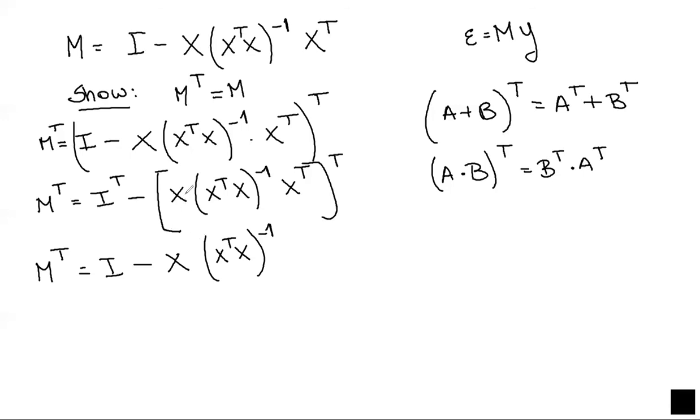And then finally, we have the X that began the multiplication in the previous term. Now it's going to be the last term, and we have to transpose it, so it's going to be X transpose. Notice how this M transpose is the exact same formula as M. It's just the identity matrix minus X times (X transpose X) to the minus 1 times X transpose. This matrix is sometimes called P, the projection matrix. So we just proved what we needed to show.